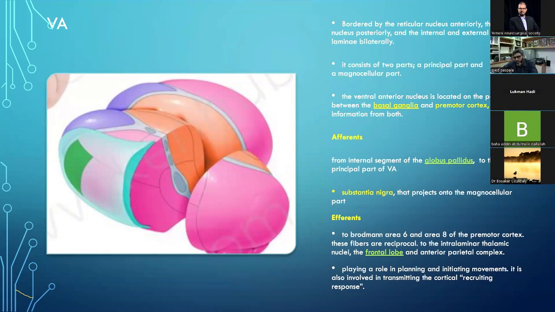It plays a very important role in planning and initiating movements, and it is involved in a phenomenon called the recruiting response. This is like transmitting the cortical recruiting response. This is the most important nucleus which is involved.